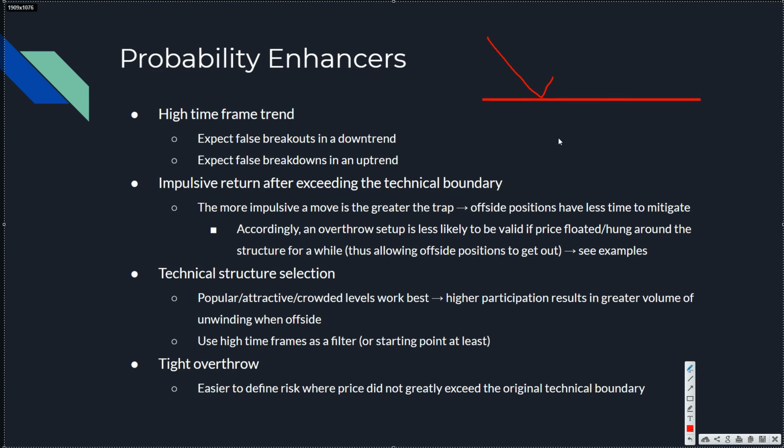What we like to see is that same buyer who got in at this close, as the market starts dumping, right? I mean, this is a terrible example because it's not like an overthrow type of thing. So let me just fix that really quickly.